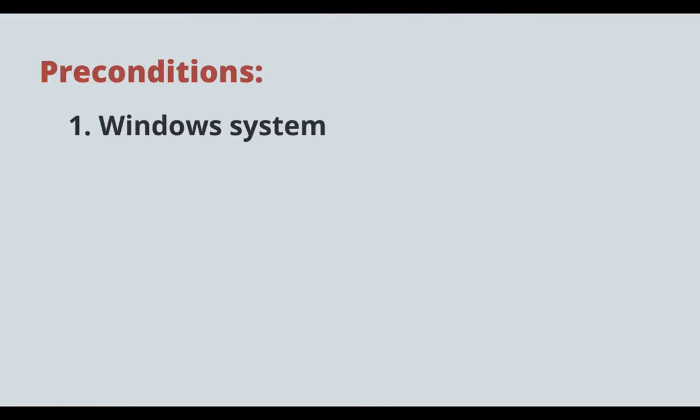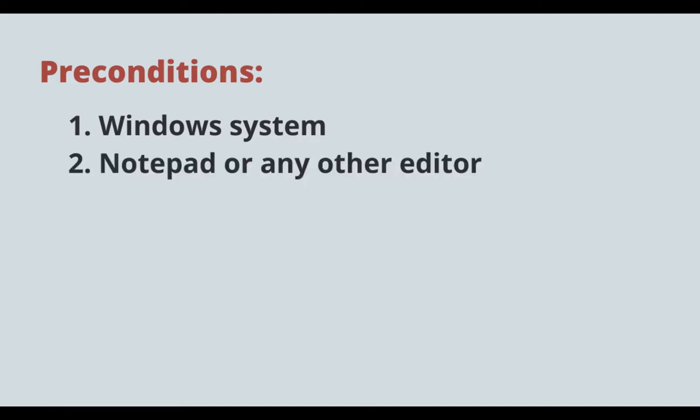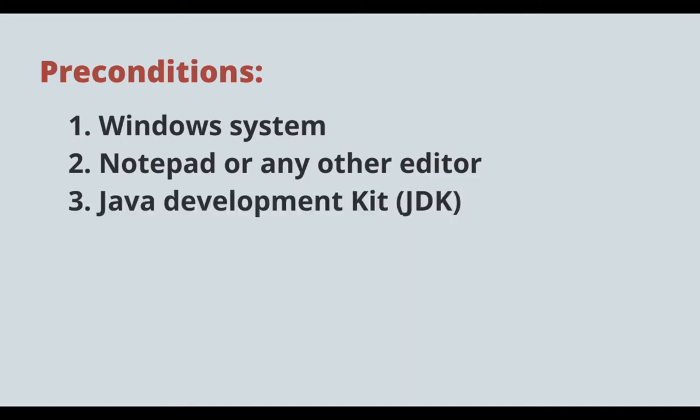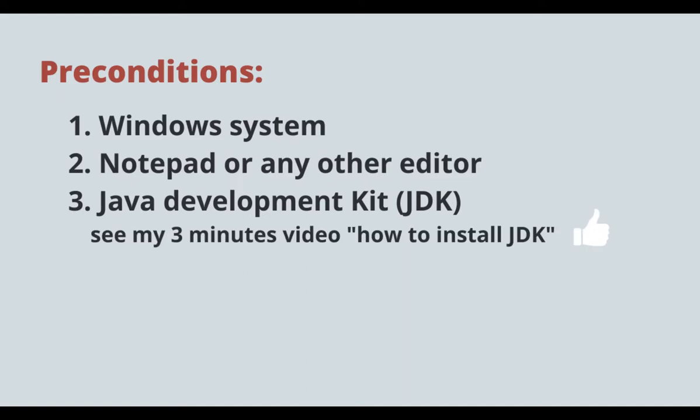Before we start, please check that you have a Windows system, for instance, Windows 10 with Notepad editor or any other you like. For instance, Notepad++ is also a good choice, and you also need to have Java JDK installed on your computer that will execute and compile your programs. We use Java 16 JDK, but you can choose any you like. If you don't have JDK installed, just check my 3 minutes video about JDK installation. It will not take much time to install it. I added the link with this video in the description and here.